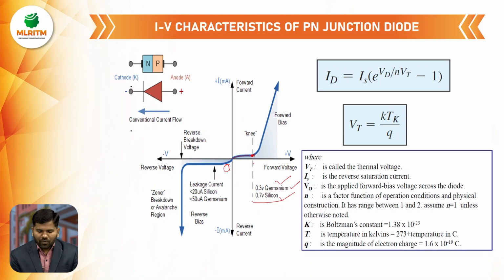Later, if we increase the voltage, there is a rise in the current. In this region it obeys Ohm's law. If you increase the voltage, the current also increases proportionally. So this is called the forward bias condition.